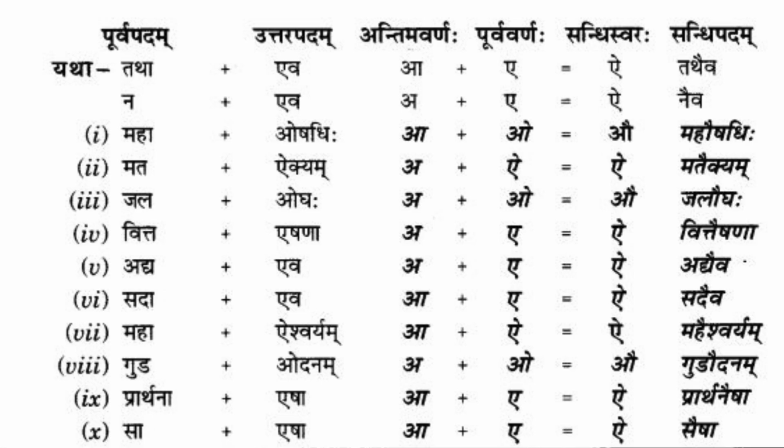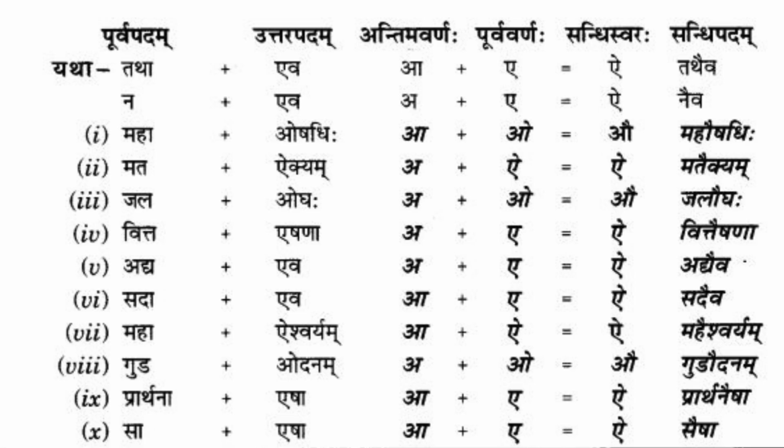Vitta plus eshana, vittaishana. The ai matra comes above the letter ta. Adya plus eva, adyaiva. Again, the ai matra comes above dya. Sada plus eva, sadaiva. The ai matra comes above da. Maha plus aishwaryam, mahaishwaryam. The ai matra comes above ha, mahaishwaryam.